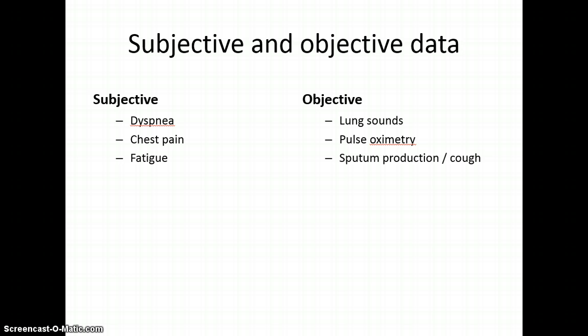looking at what kind of sputum they are expectorating, or are they coughing? Is it an occasional cough? Is it a dry, hacky cough? All of those things you need to describe very carefully in your documentation.